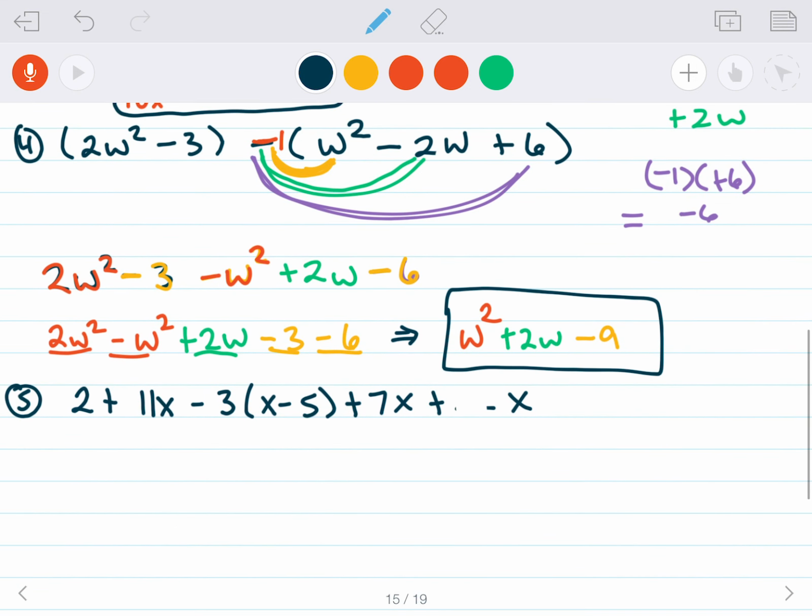And let's do... Why is this erasing? Let's see. Okay, I guess we'll just keep it like that.